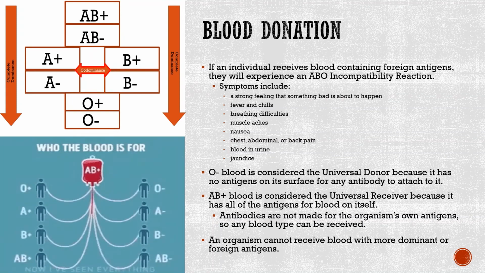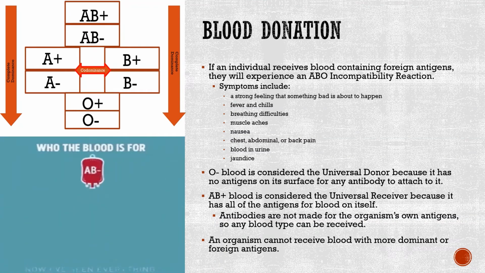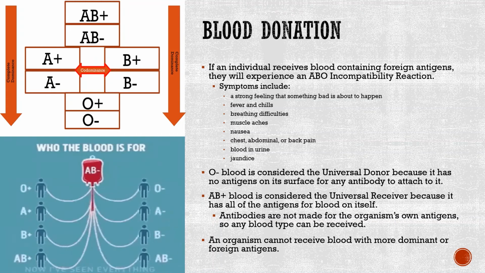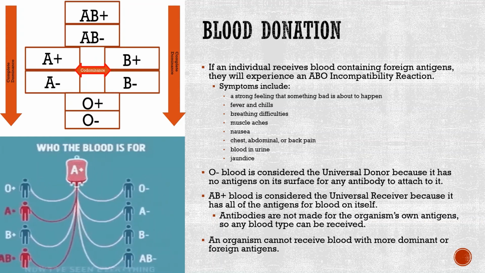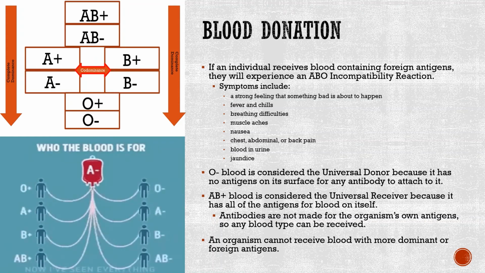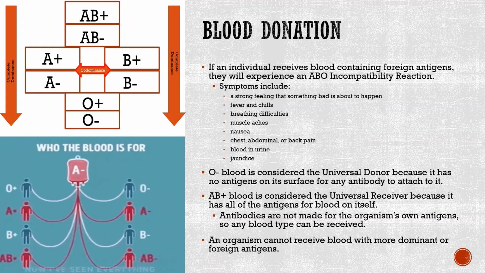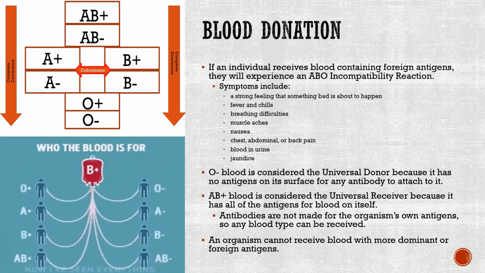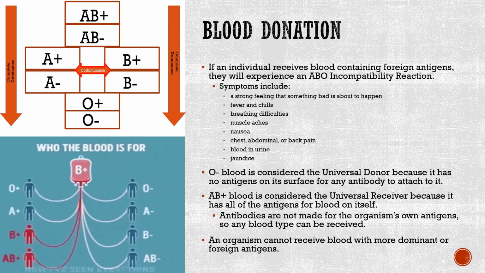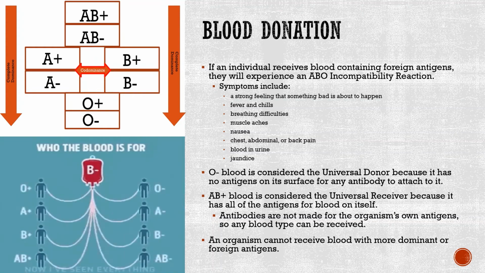So O negative blood is considered the universal donor because it has no antigens on its surface for any antibody to attach to. So O negative can be given to anyone because it is impossible for antibodies to attack it, because there's nothing for them to attach to at all. AB positive blood is considered the universal receiver because it has all of the antigens from blood on itself. Antibodies are not made for the organism's own antigens, so any blood type can be received.